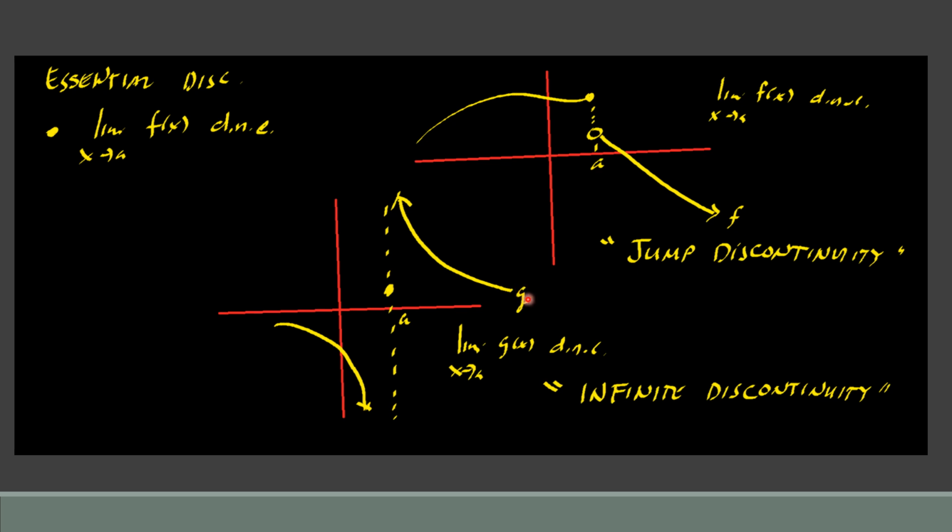The limit of g as x approaches a from the right is positive infinity, and the limit of g as x approaches a from the left is negative infinity. So if there is an infinite limit involved, that is an essential discontinuity, called also an infinite discontinuity.